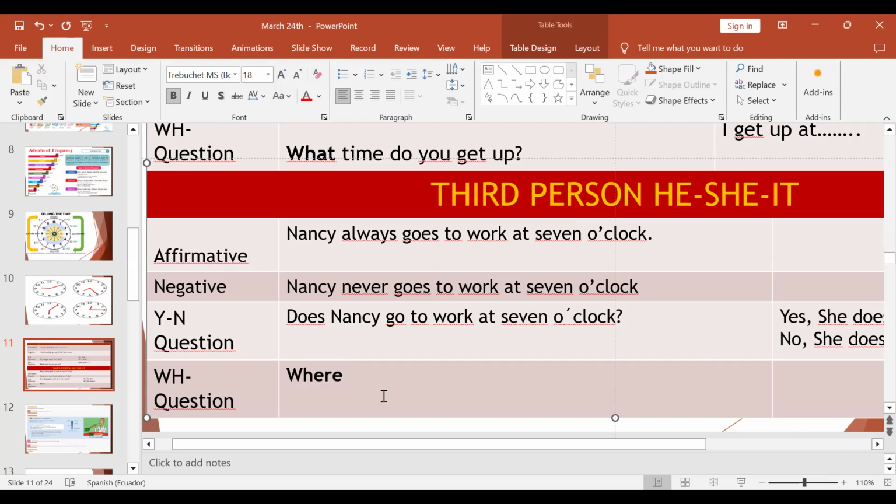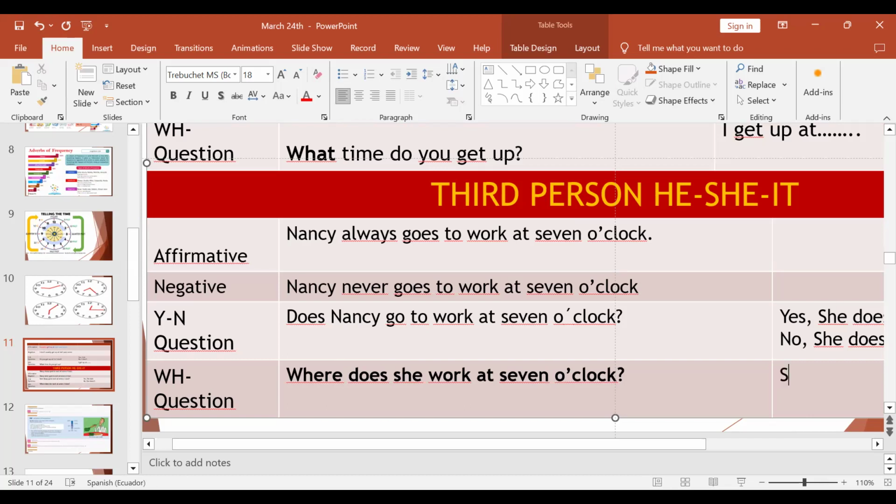Vamos a preguntar, ¿dónde trabaja Nancy? ¿Qué necesito? Después del where, I am going to use the auxiliary. Where does Nancy o she, vamos a ponerle she, where does she work? Se acabó. O puedo ponerle aquí at 7 o'clock, si es que quiero agregar esa información. ¿Dónde trabaja a las 7? No está especificando si en la mañana o en la noche, ok. Where does she work at 7 o'clock?